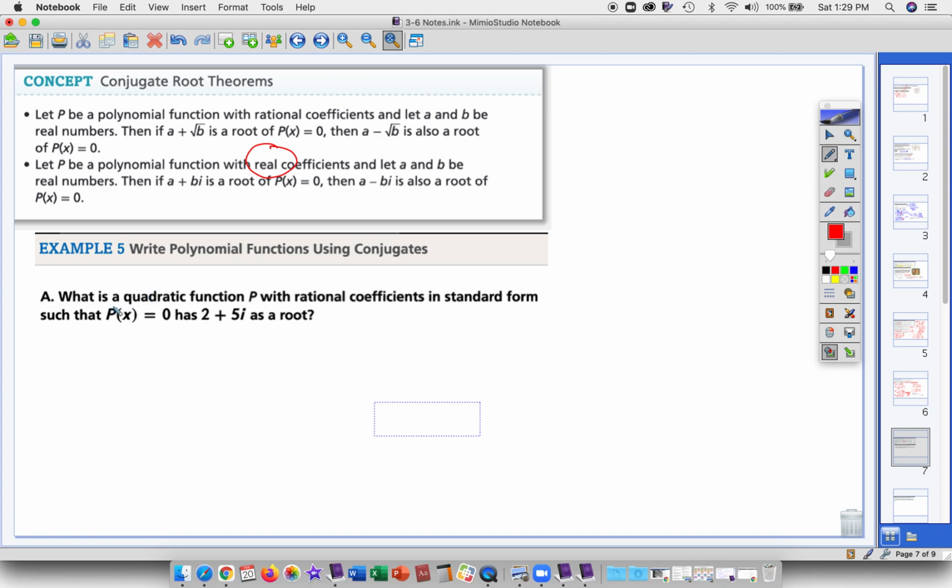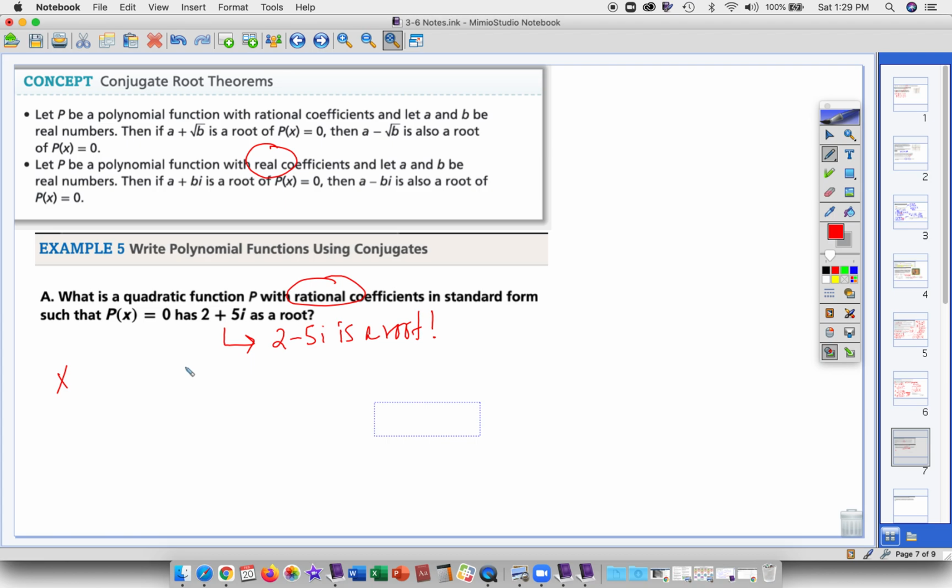Let's see. So we have a quadratic function with rational coefficients in standard form, and 2 plus 5i is a root. So when I see that it has rational coefficients, then I also know that 2 minus 5i is also a root. Okay, it has to be that way to have those rational coefficients. So let's take a look at how we would multiply these out.